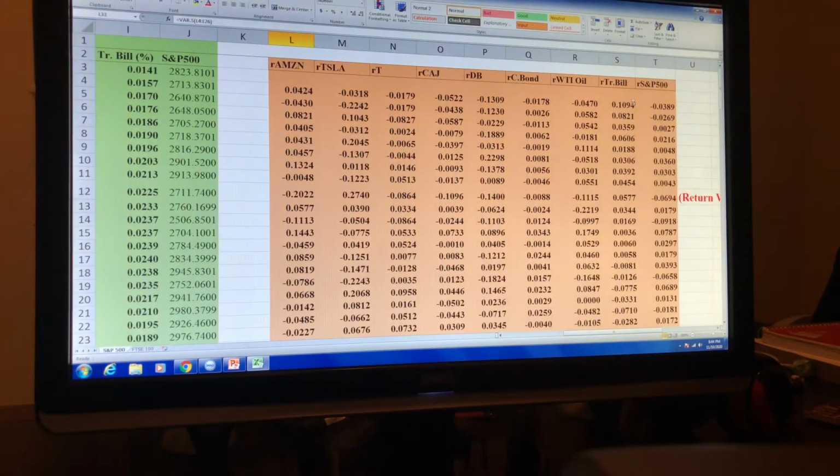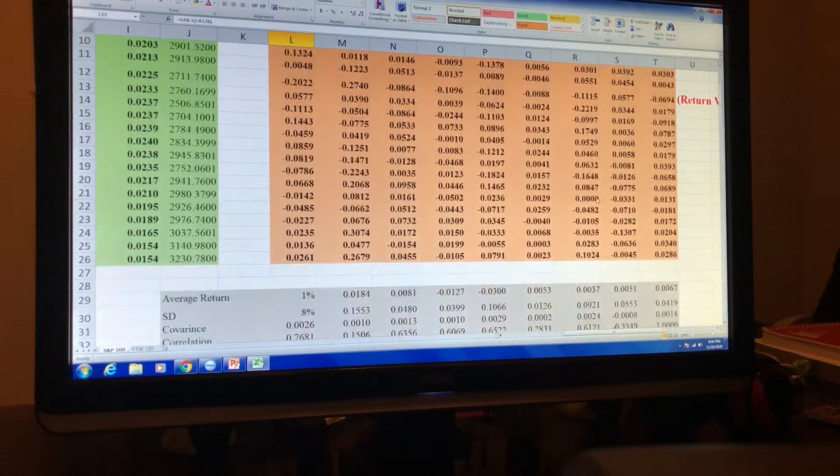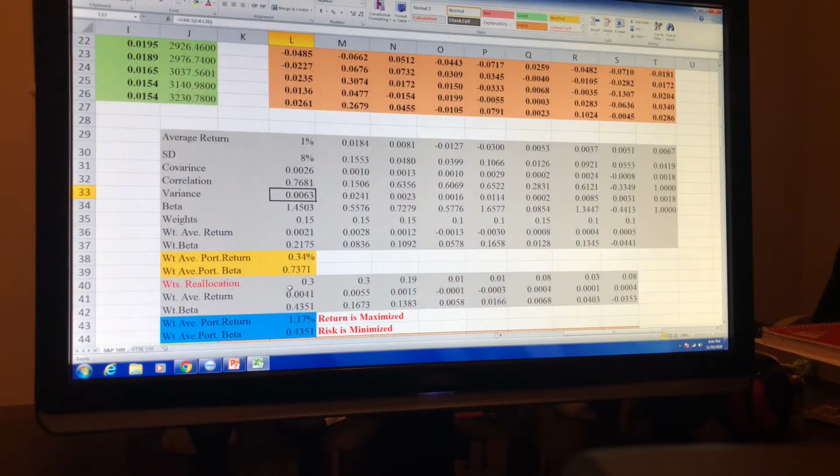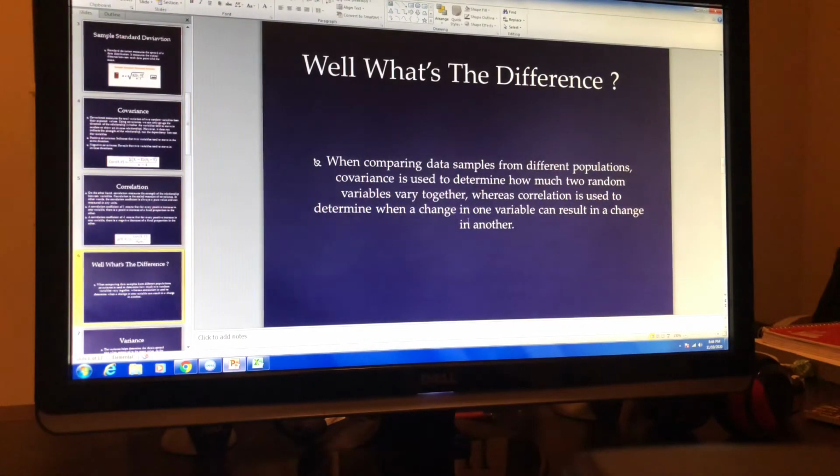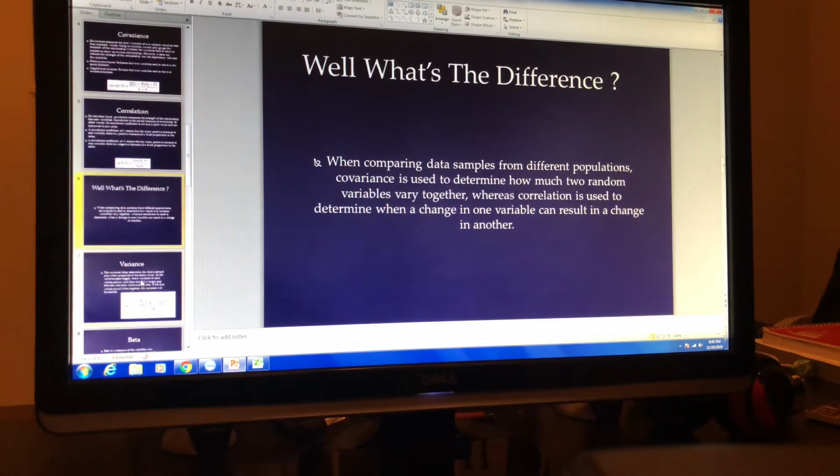That means that for every time the T-bill goes up, the S&P will go down, and vice versa. If the S&P goes up, the T-bill will go down. What are the differences between the two? So I've made a slide in here. When comparing the data samples from different proportions, covariance is used to determine how much two random variables vary together, whereas correlation is used to determine when a change in one value can result in a change in another.